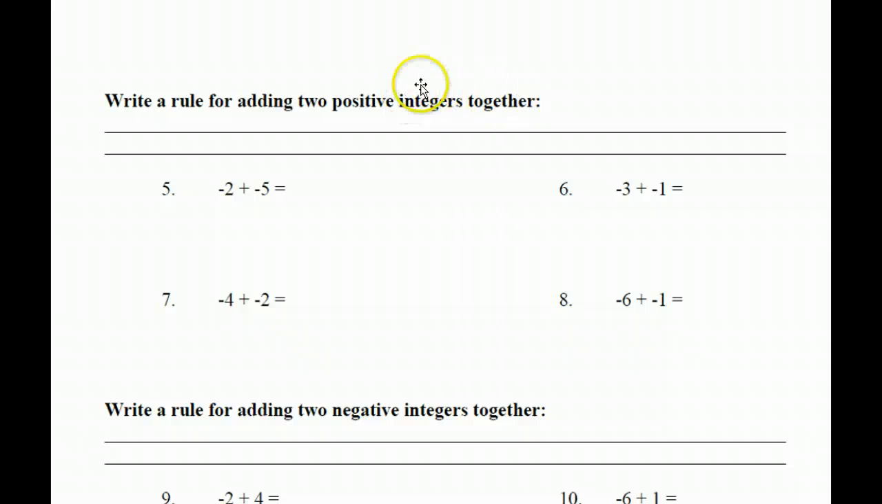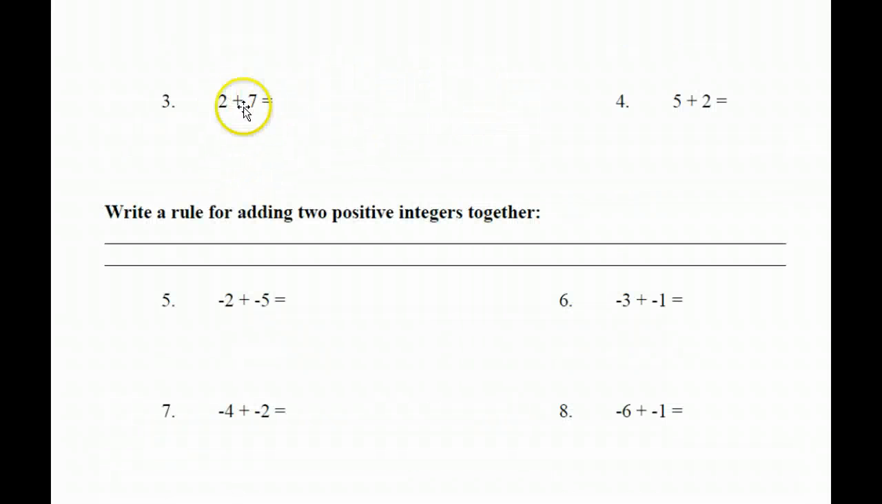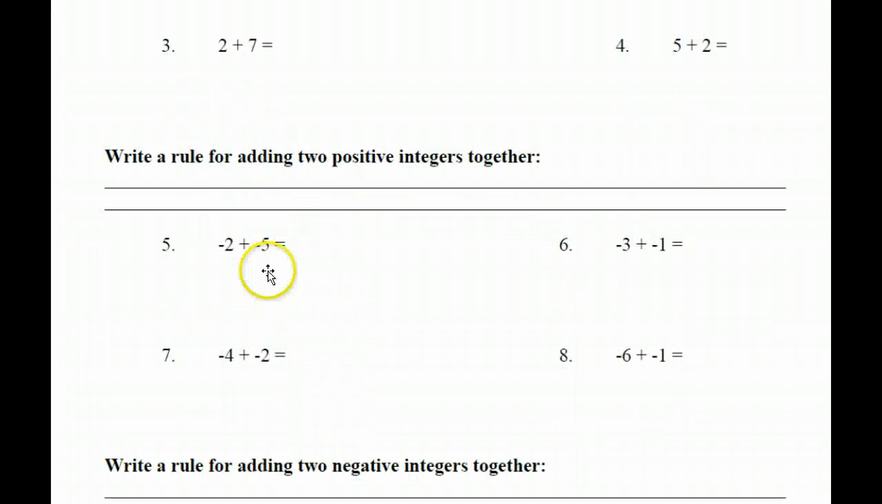Now write a rule for adding 2 positive integers together. You just add the absolute value of the 2 numbers, the answer will be positive. A positive plus a positive will be a positive because you've got positives and you're just getting more positives to put together with them. Okay, -2 plus -5. I'm going to show this with red. So I've got 2 negatives and another 5 negatives. So what's my answer? I can see the answer right here.